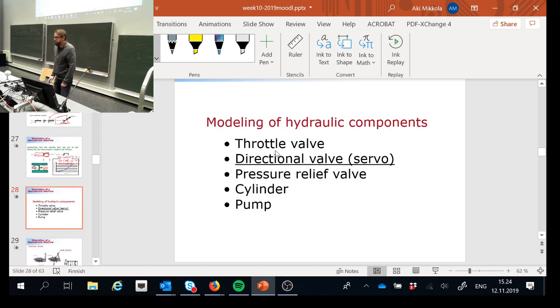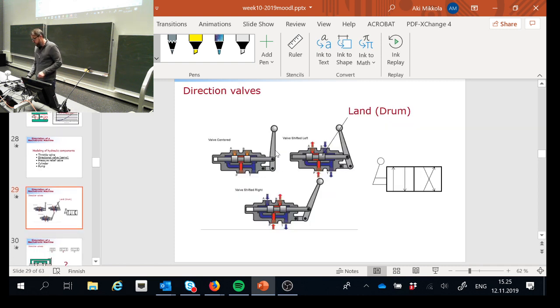Okay, now let's move on to more interesting components. The one that takes quite a bit of time today is the directional valves. We're going to look at the basics, and then there's a one in-class quiz that is related to this directional valve. And then if we have time, we're going to move on to cylinder and even the pump, which I don't think we can do today, but we'll see.